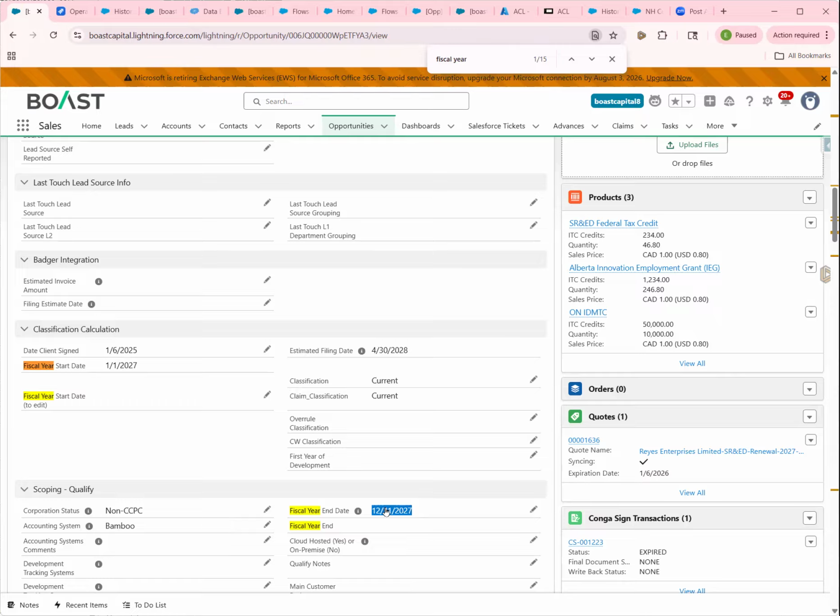So let's just say that this is something that comes in as part of the lead or contact conversion to an opportunity and is seldom changed by users, but always changed by admins.